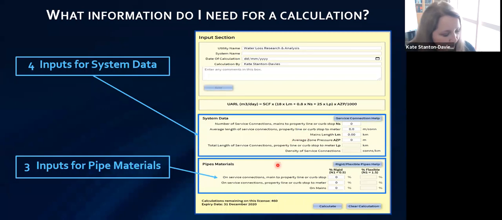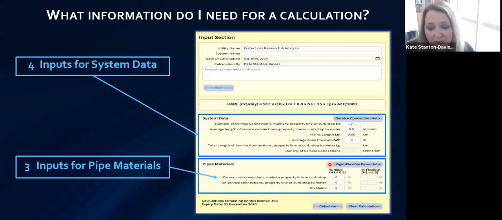The 3 additional inputs here are for you to put an approximate estimate of the percentage of rigid pipe materials on your service connections from the main to the property line or curb stop, on your services from the property line or curb stop to meter, and on the mains. And there are various help links on this input screen to help you further.